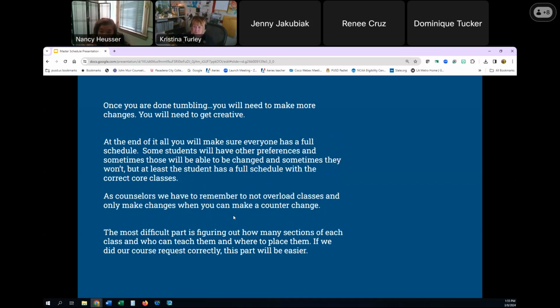Once you are done tumbling, like you've decided as a school or as maybe you, your admin, and a few other people that you're not going to tumble anymore. Now we're just going to make some creative changes, right? At the end of it all, you will make sure everyone has a full schedule, right? Some students will have other preferences that they didn't originally choose. So maybe you're like, oh, this kid, you know what? The AP English fits for them, even though they didn't pick that. They're a 3.8 student, they can handle it. Because you have to make sure that everybody has a full schedule.